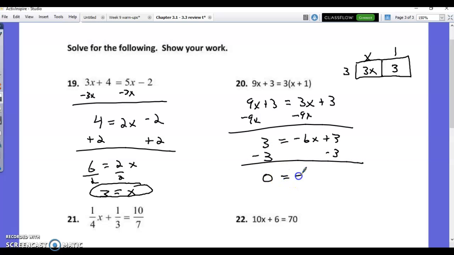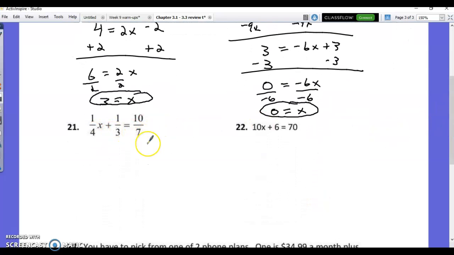0 equals negative 6x. What times negative 6 equals 0? You got the answer here, but we'll keep showing the steps. Divide by negative 6. So that equals 0 still. So x, or 0, would be our answer.